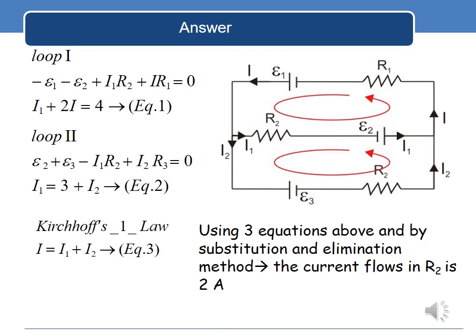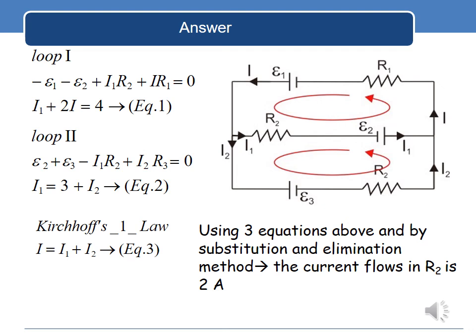First you need to define the direction of the loop as shown by the red arrow here. For loop 1, the red arrow hits the negative pole of epsilon 1, so we have minus epsilon 1, and also hits the negative pole of epsilon 2, so you have minus epsilon 2 here, and you have I1 times R1, and also I1 times R1 equal to 0. All the rest is just math.